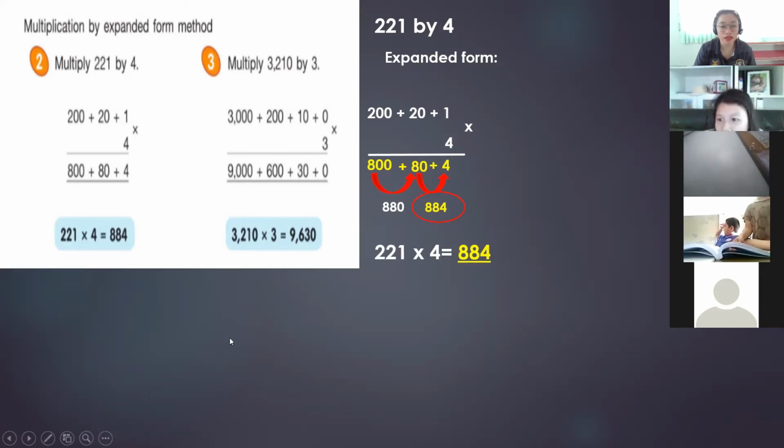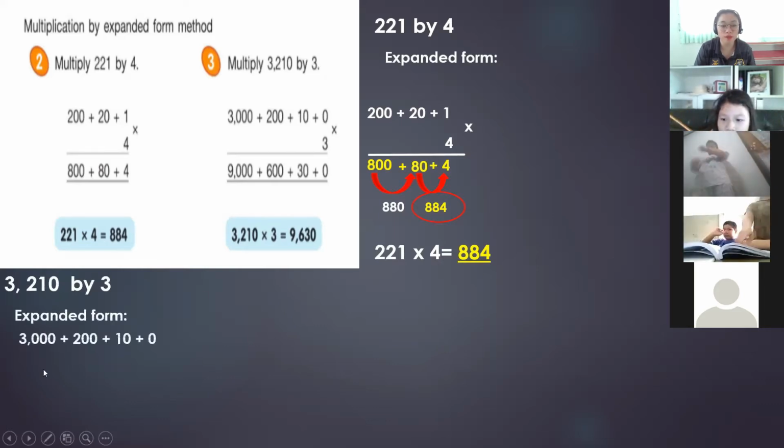Next is example number 3, multiply 3,210 by 3. Let's write first the expanded form of 3,210. We have 3,000 plus 200 plus 10 plus 0, and multiply by 3. What is the product? Let's start multiplying from ones to the thousands. 3 times 0 is 0. 3 times 10 is 30, since 3 times 0 is 0 and 3 times 1 is 3.